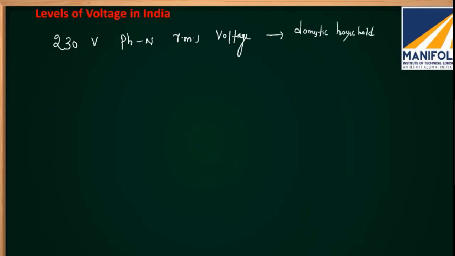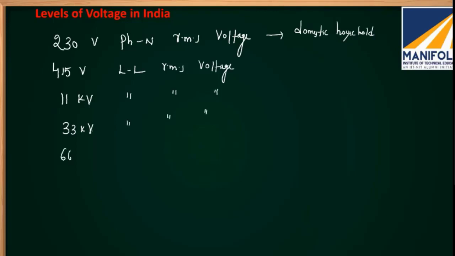The next voltage is 415 volt line to line RMS voltage. This we will see in the low voltage distribution networks. Next highest voltage is 11 kV line to line RMS voltage. Okay. Next is 33 kV line to line RMS voltage. Next is 66 kV line to line RMS voltage.